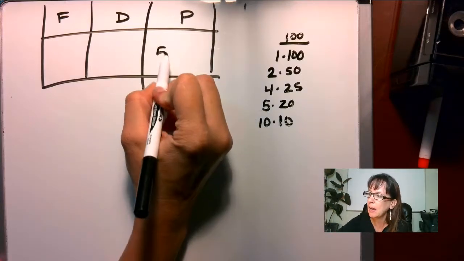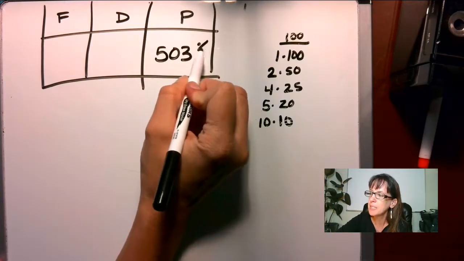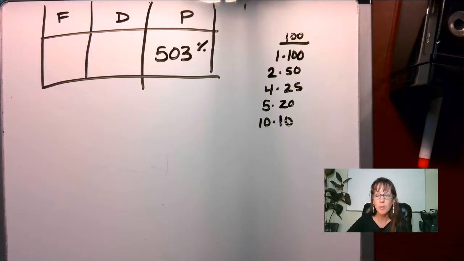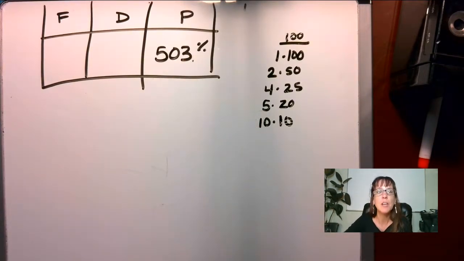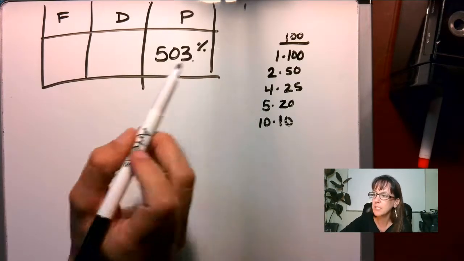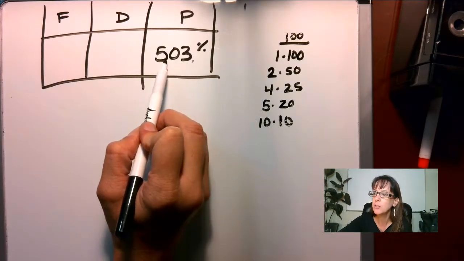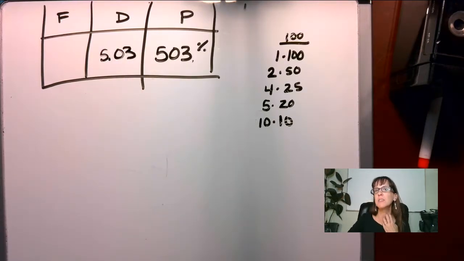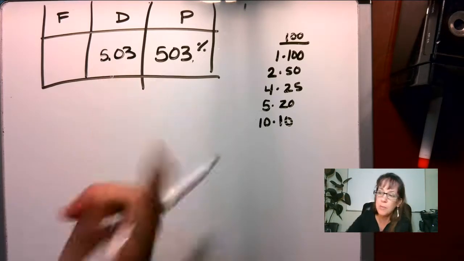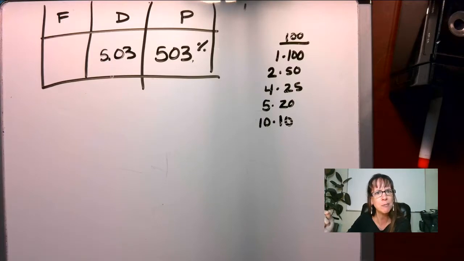For example, if I have 503%. Now remember that decimal is at the end of this number right here, right? And we know that there are 2 dots and a percent sign, so we need to move it 2 spots over. 5.03. So I want to talk to you today about percents that are greater than 100 and less than 1. So we would get 5.03. How do I write that as a fraction?